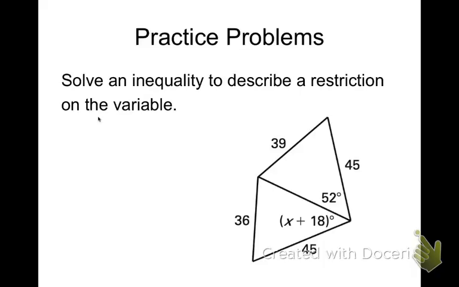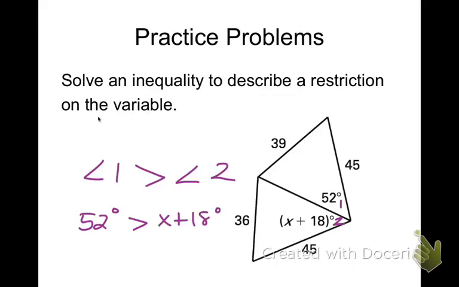All right, let's throw some algebra into our life. Yeah, why not? So I'm going to label 1 and 2 first. Is angle 1 or angle 2 the larger angle? Angle 1, right? So angle 1 is larger than angle 2. What is the measure of angle 1? 52 degrees. So now I have 52 degrees is greater than, what's the measure of angle 2? X plus 18 degrees. How do you solve that?